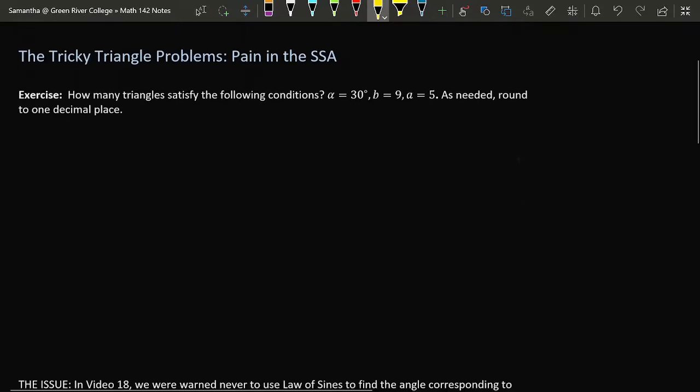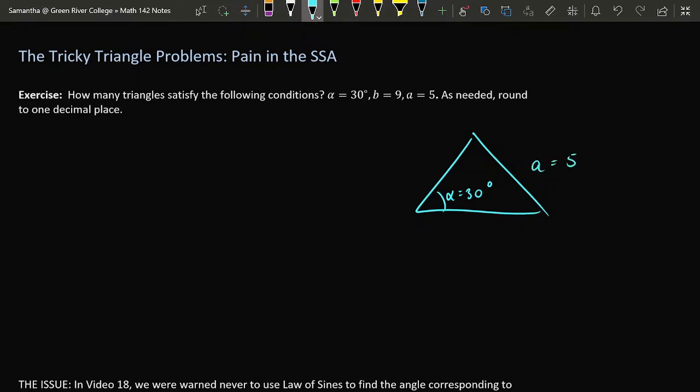So the setting is this. We are given data about an angle alpha equals 30. The opposing side is A equals 5, and one of the adjacent sides is B equals 9.